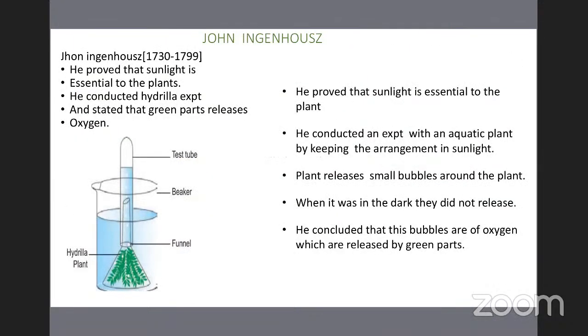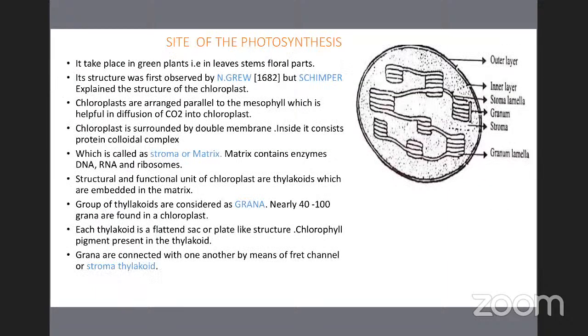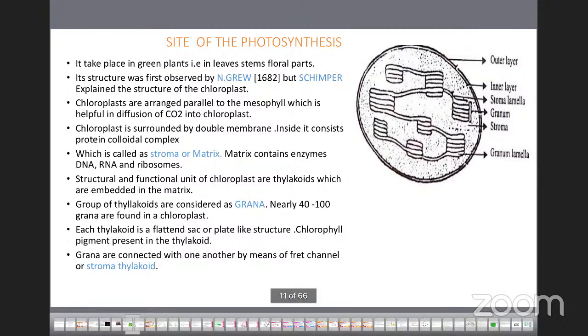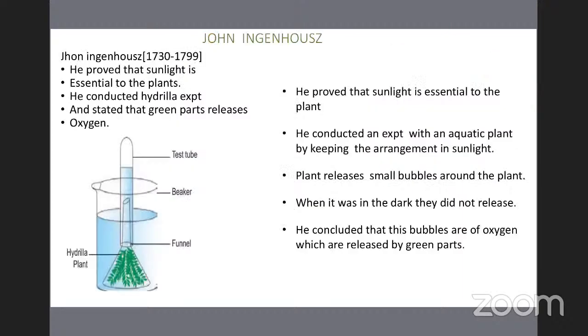In the structure of the chloroplast, the important structures are the grana, and in grana, the structural and functional unit of the chloroplast is the thylakoid, in which pigments are stored. Only there is the light energy trapped and converted into chemical energy. Then Ingenhousz proved that oxygen is released during photosynthesis by performing an experiment called the Hydrilla experiment.